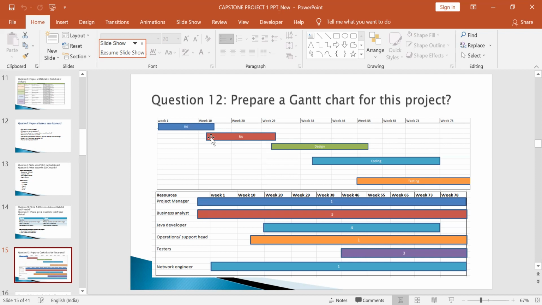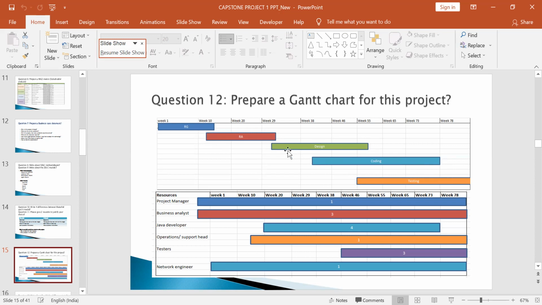After completing this requirement, we'll move on to requirement analysis. See, from the first week to the 11th week, we completed requirement gathering. Next, requirement analysis runs from week 9 to week 29. After that, designing runs from week 28 to week 55. Coding runs from week 38 to week 77. Then testing also, from week 55 to week 78.